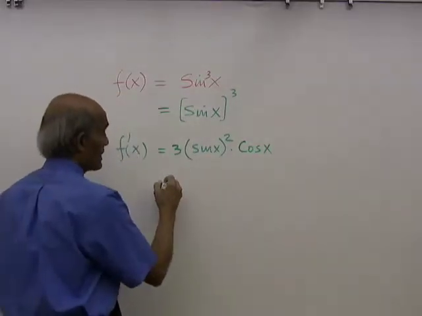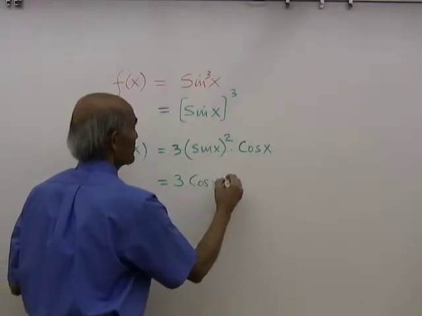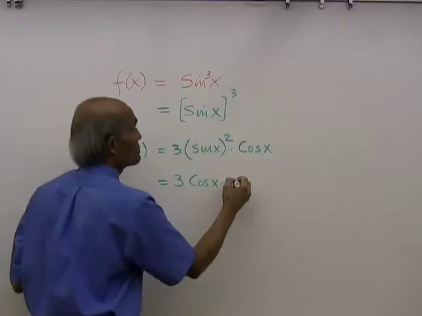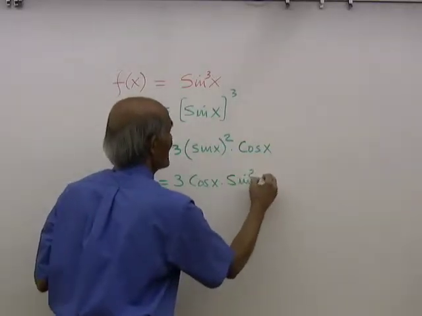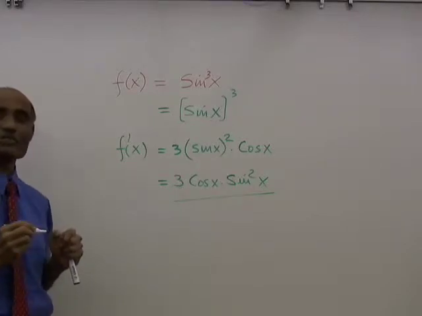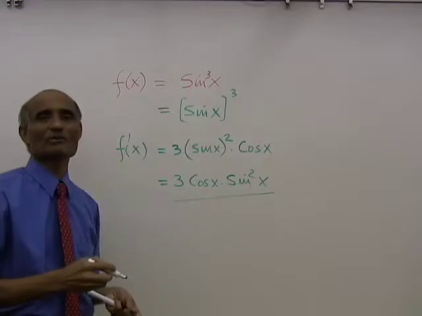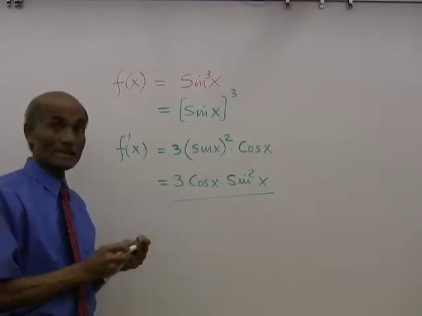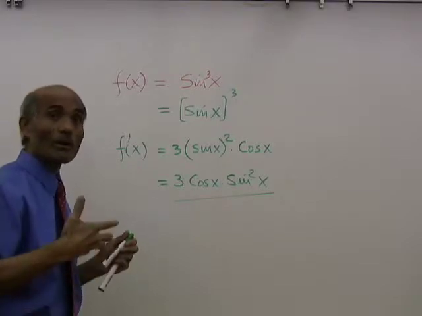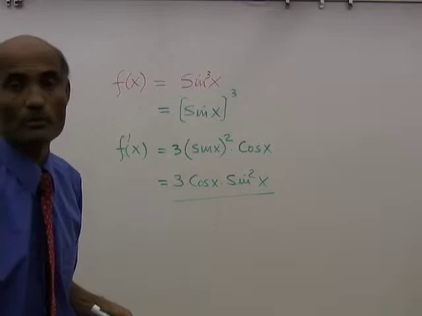So our result is now 3 cos x times sine x raised to the power of 2, which is sine squared x. That is the result. 3 cos x sine squared x, or 3 sine squared x cos x. Alright, we should be able to do this kind of simple chain rule problems without a lot of trouble.